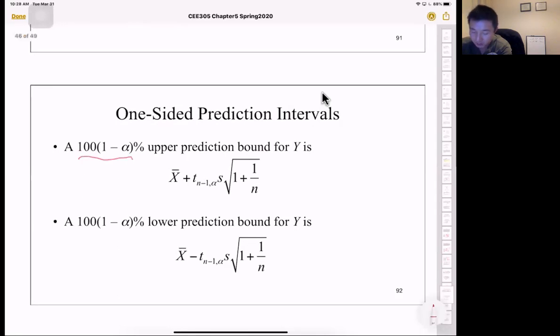For any boundary alpha, for the upper bound, we choose plus, still the t with n minus 1 degrees of freedom, but here it is alpha, not half alpha. The remaining will be the same. For the lower bound, we use minus instead of plus. The remaining will be the same, so the degree of freedom is n minus 1. This is again alpha, not half alpha.